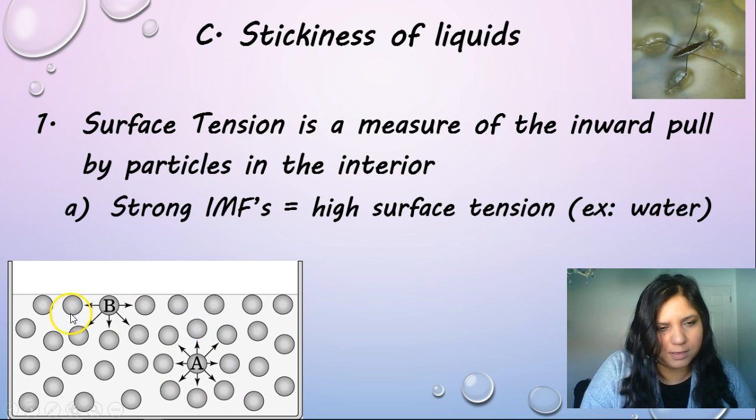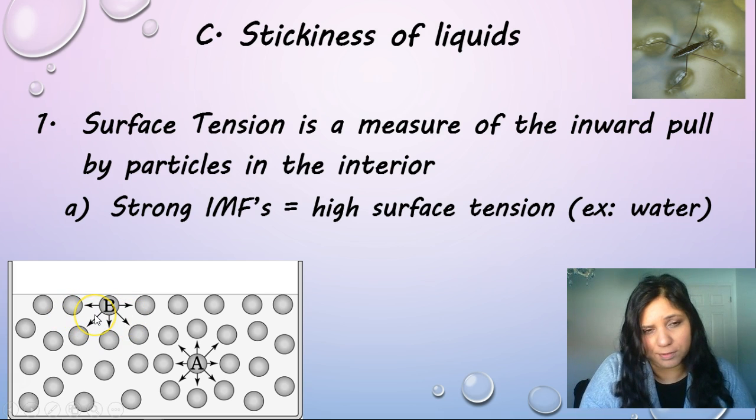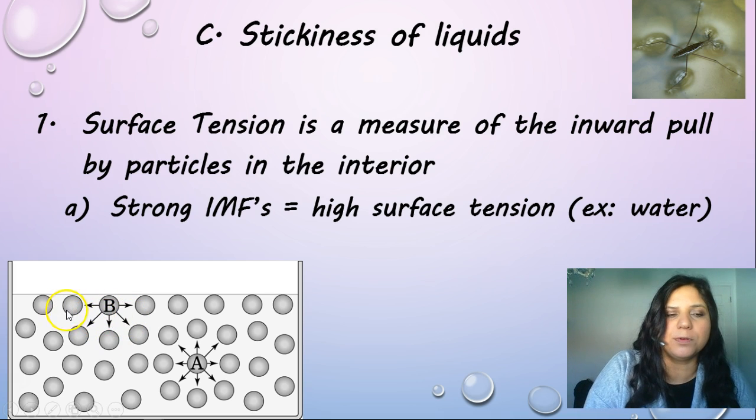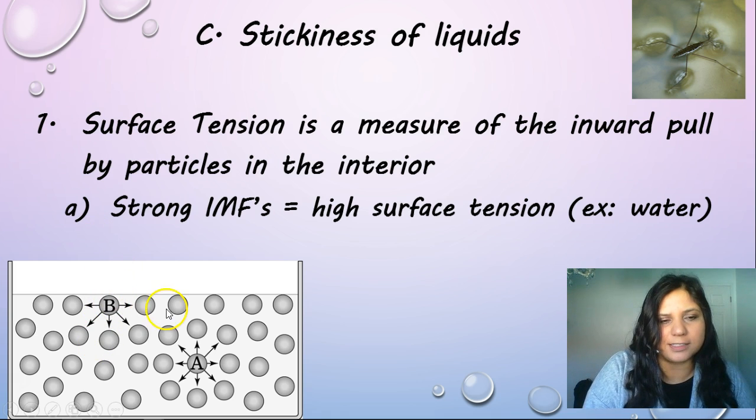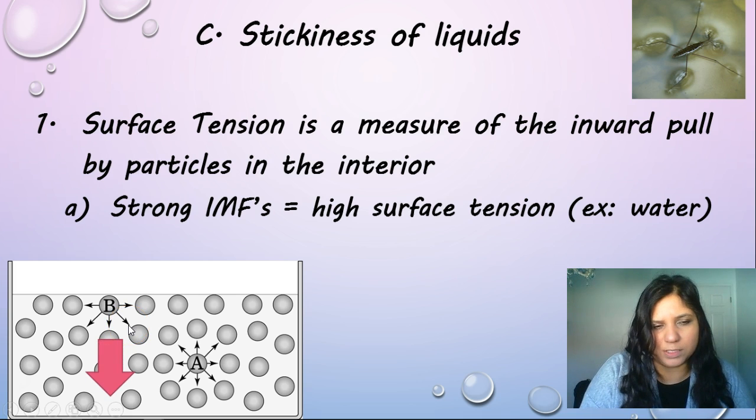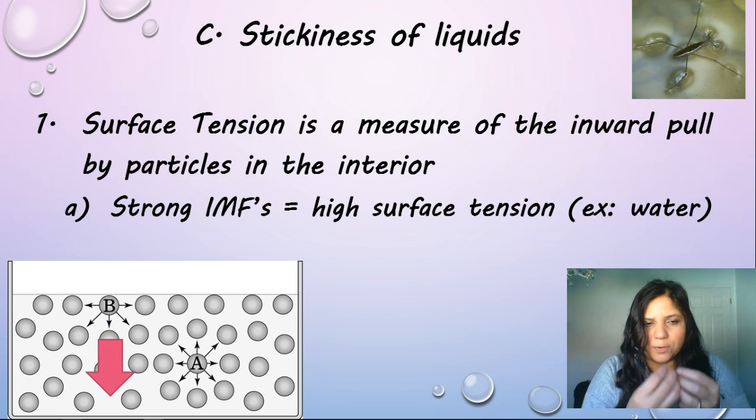B is a little bit different in that it's on the surface. B is feeling the pull from these molecules here. And since there's nothing to counteract this pull, like A has these three molecules up here to pull upwards, this is feeling a net force downwards. So B feels a pull down.